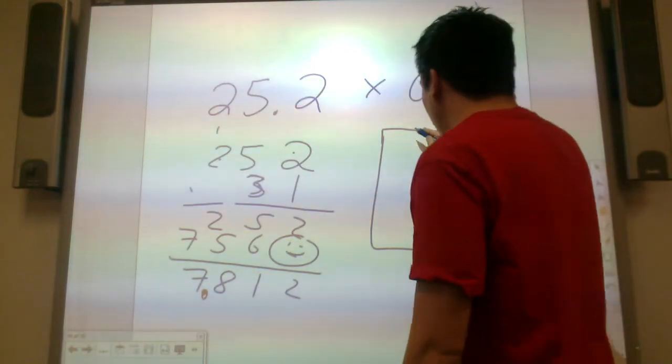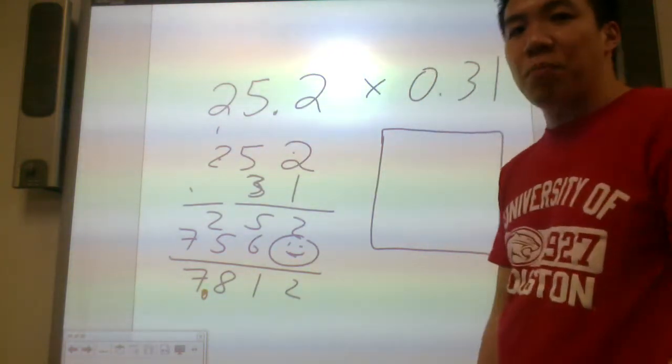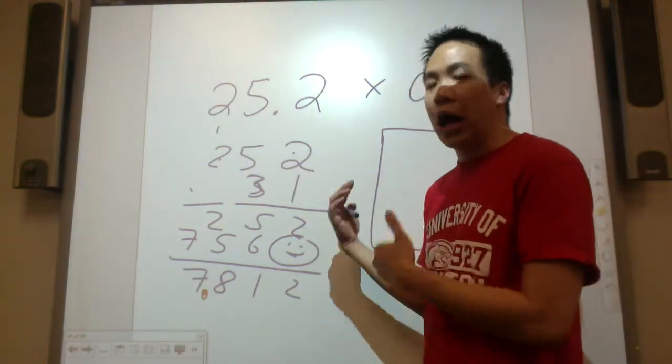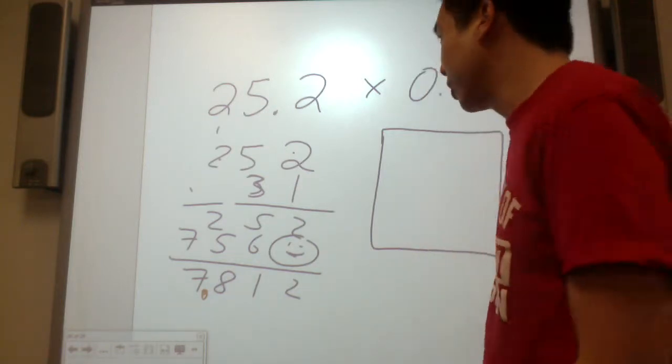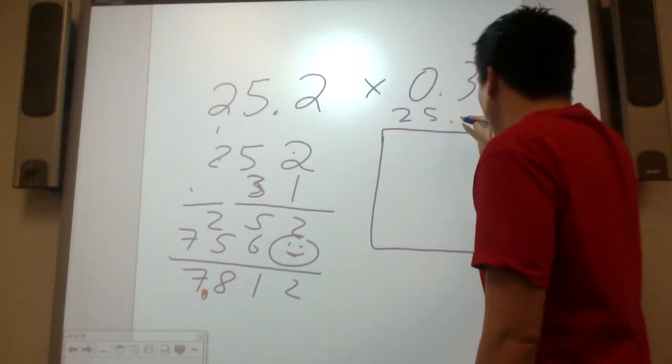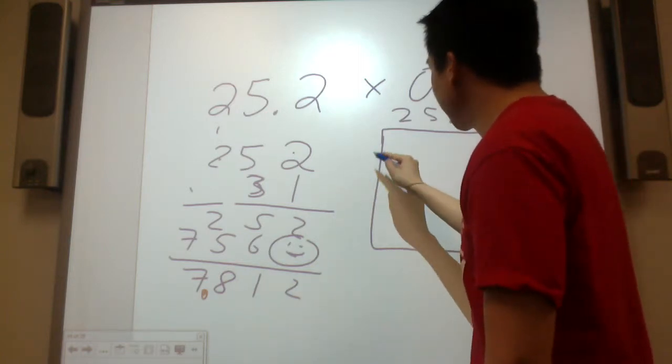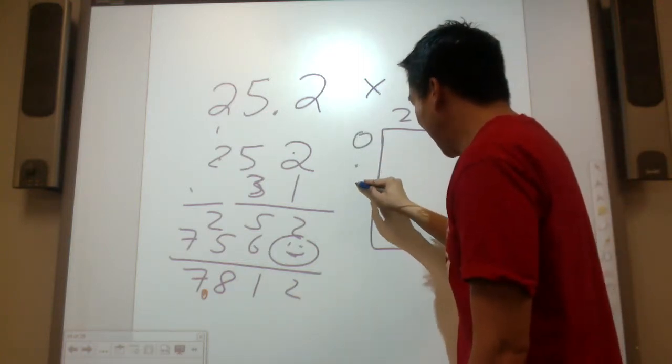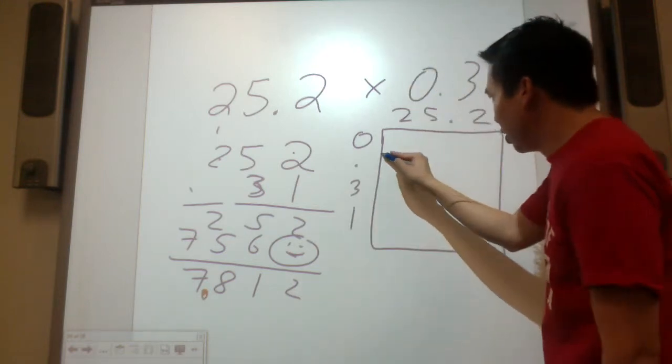In elementary school, you may have learned something called lattice multiplication. I'll be honest, this is what I prefer. This is what I grew up with. So I write down 25 and 2/10. On the side, I'll write 0 and 31 hundredths.